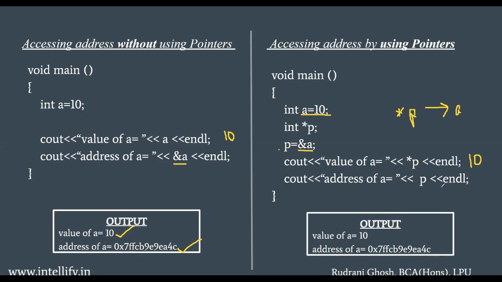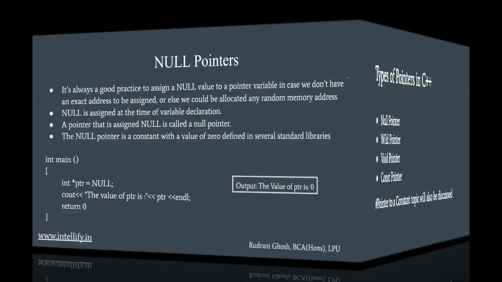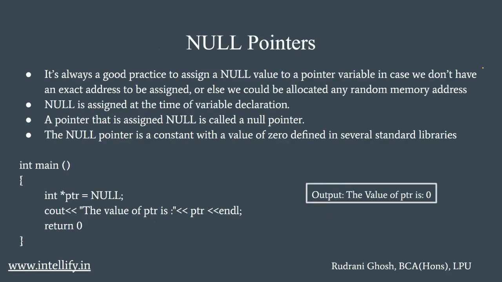It is only p. There are basically 4 types of pointers in C. One is null pointer, another is wild pointer, then there is void pointer, then there comes const pointer, and pointer to a constant is also a topic that I'm going to discuss. So let's view them one by one. Any pointer to which we assign the value null is called a null pointer basically.